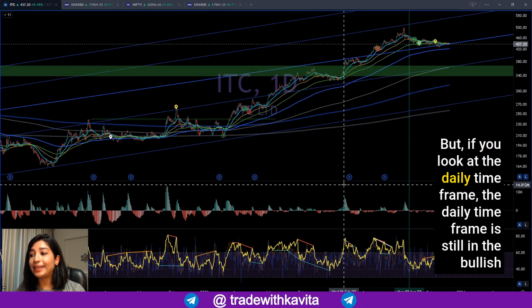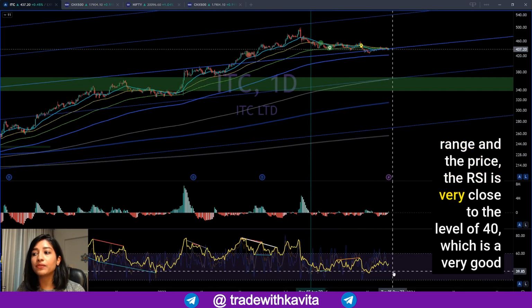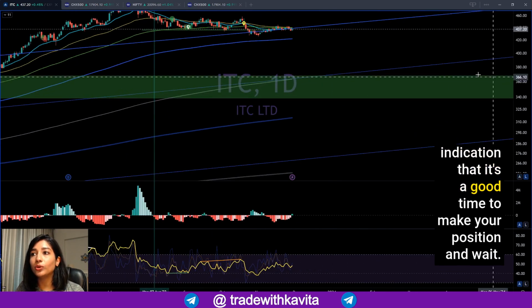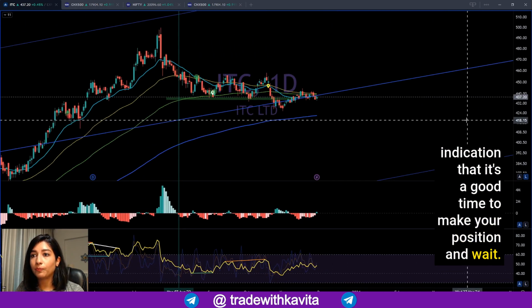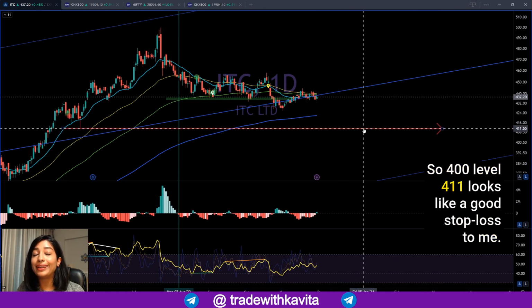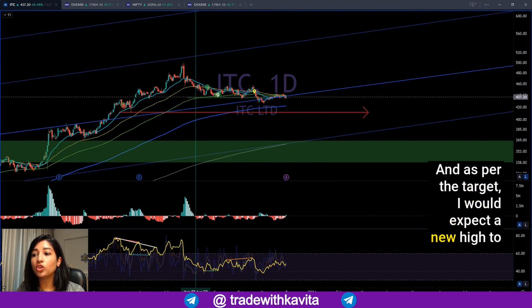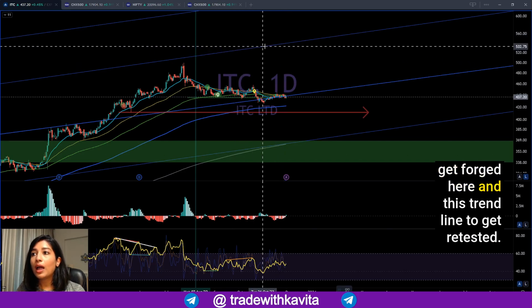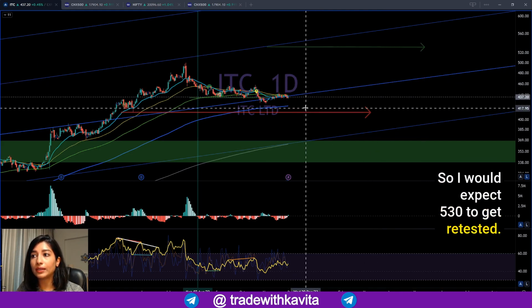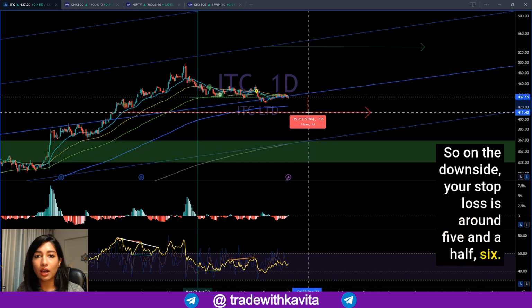But if you look at the daily time frame, it is still in the bullish range, and the RSI is very close to the level of 40, which is a very good indication that it's a good time to make your position and wait. This level looks like a pretty good stop loss to me. So 400 level, 411 looks like a good stop loss to me. And as per the target, I would expect a new high to get forged here and this trend line to get retested. So I would expect 530 to get retested. So on the downside, your stop loss is around 5.5-6%.